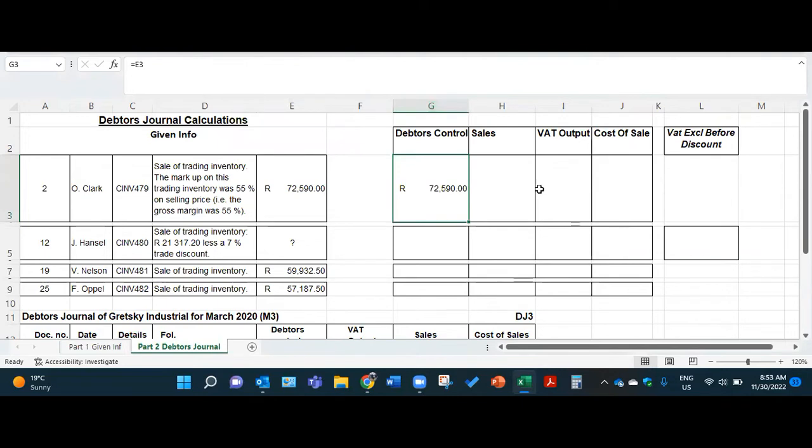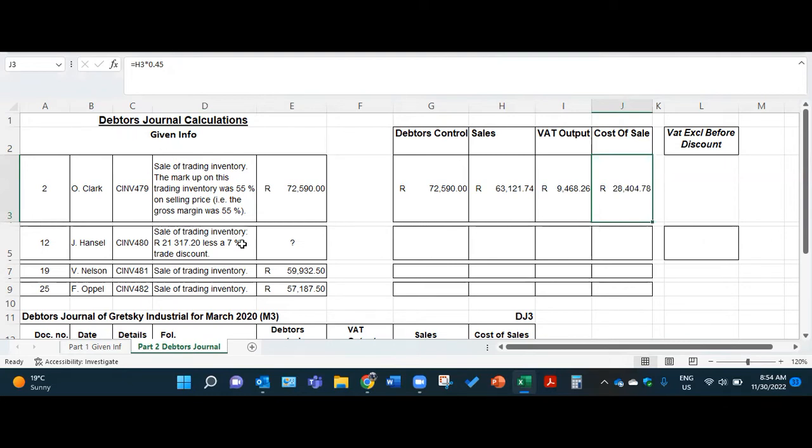Now, what we need to do is we need to calculate the sales by simply dividing with 1.15, and that will give us the sales amount. We divide it by 1.15 because our VAT is 15%, hence the 0.15, and then our VAT output would simply be the difference between those two amounts, like that. And now we've got to calculate our cost of sale, and this is how you will do it. So in this case, we have the sales amount, and we know that our markup is 55% on selling price. So the idea there is that 55% of this price is gross profit, and if 55% is gross profit, then 45% of it will be our cost of sales. So what I did is I simply take our sales and I multiply it with 45% or 0.45, and that'll give me the answer there.